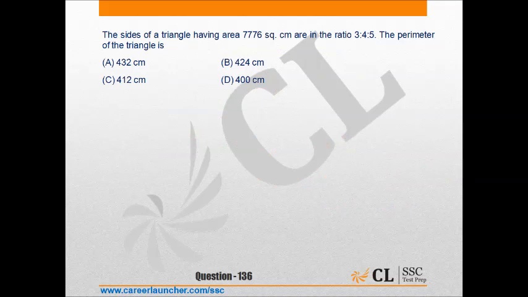From the question, we can clearly say that it's a right angle triangle. Let the sides be 3x, 4x and 5x. So area would be half into 3x into 4x is equal to 7776. On solving, we get x equal to 36, so perimeter becomes 12x, which is equal to 432.